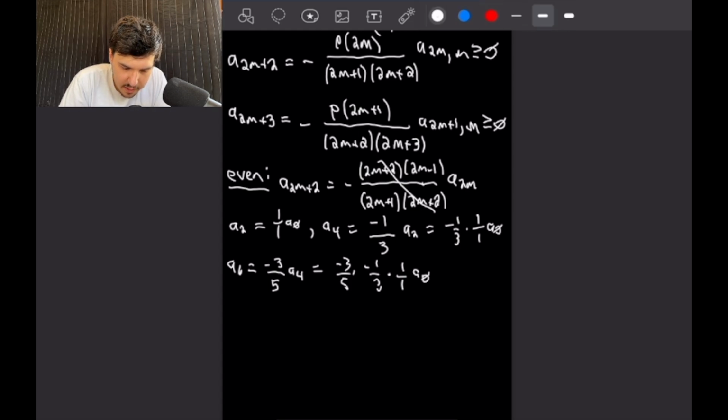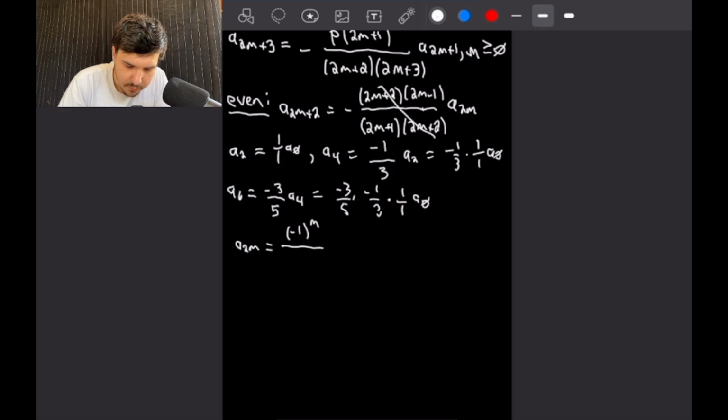So in general, our a sub 2m will equal the following. We will have negative 1 to the m, because we have an alternating negative, as each term will pick up a negative. And that will be over 2m minus 1, as the numerator of each successive term will cancel out the denominator of the last one, and we will just be left with 2m minus 1 from the most recent. For example, in this a sub 6, we are only left with a 5 in our denominator there.